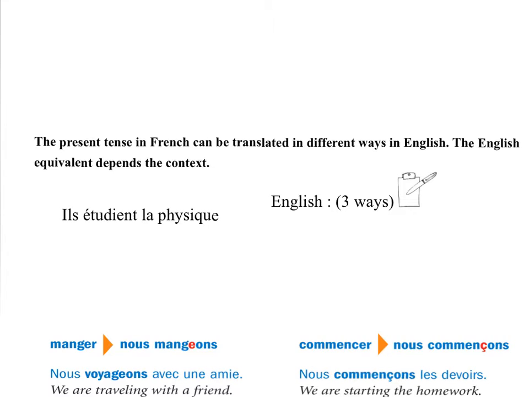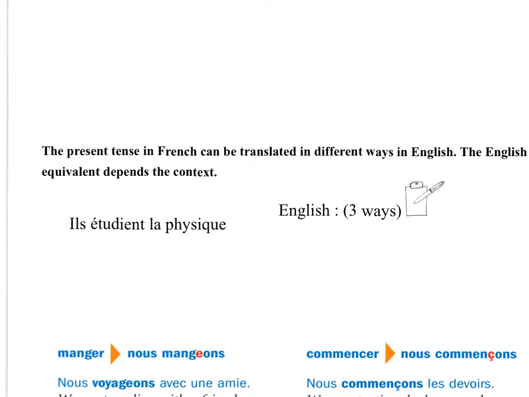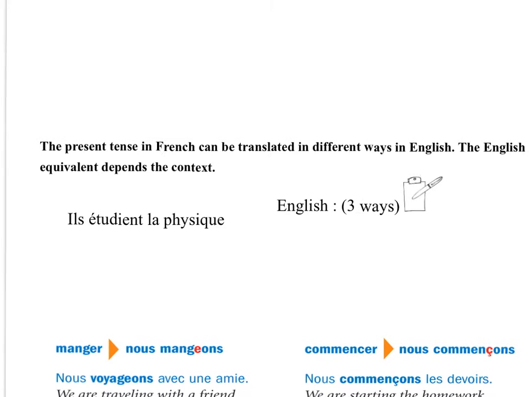And this is a good example here. You have ils étudient la physique. In English, there are 3 ways you can say this. So the present tense in French can be translated in different ways in English. The English equivalent depends on the context. So for example, ils étudient la physique. In English, we can say they study physics, right? They study physics.